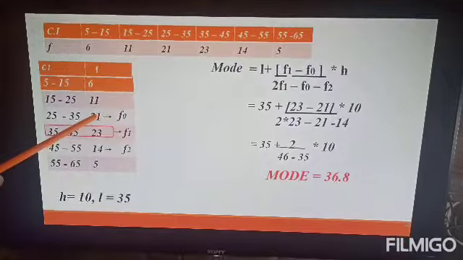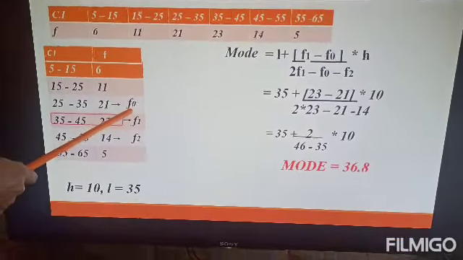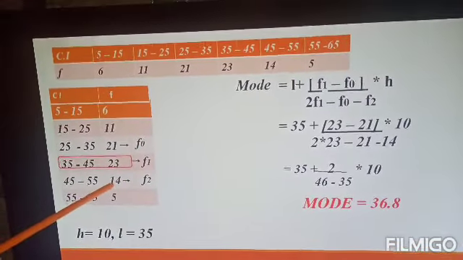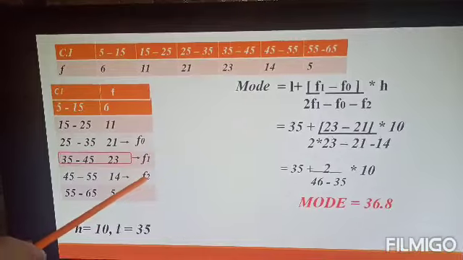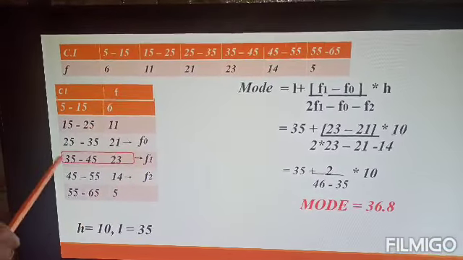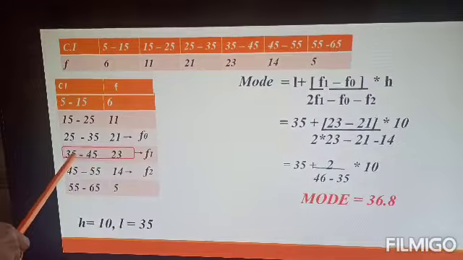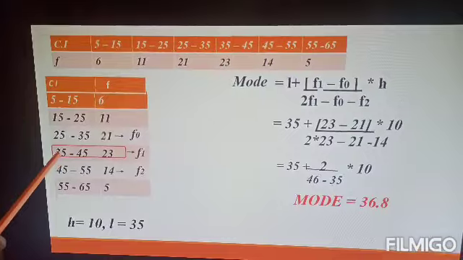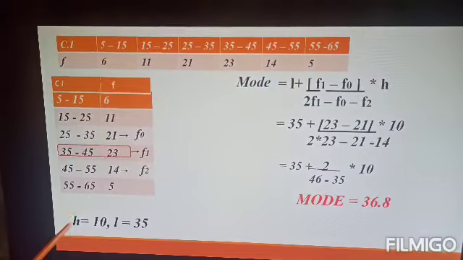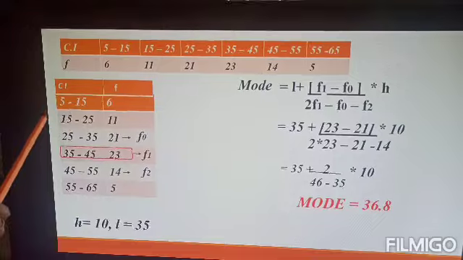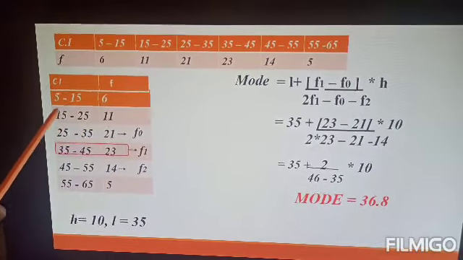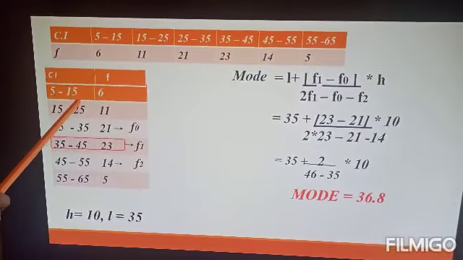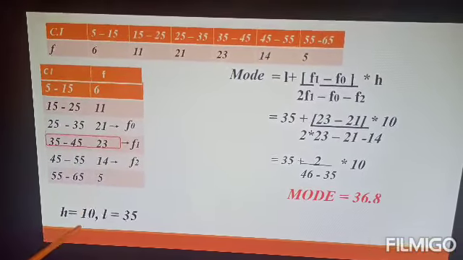Previous frequency is 21, that we have to consider as F0, and succeeding frequency 14 we have to consider as F2. Next, in this class, which is the lower limit? In the modal class, lower limit is 35. Next, we need the class size of a class interval. That is 15 to 25, 5 to 15. What is the difference between these two? 10. 10 is the size of a class interval.